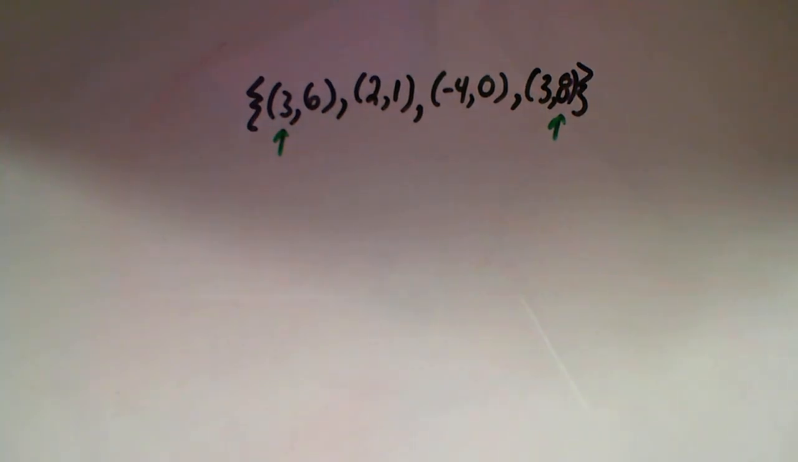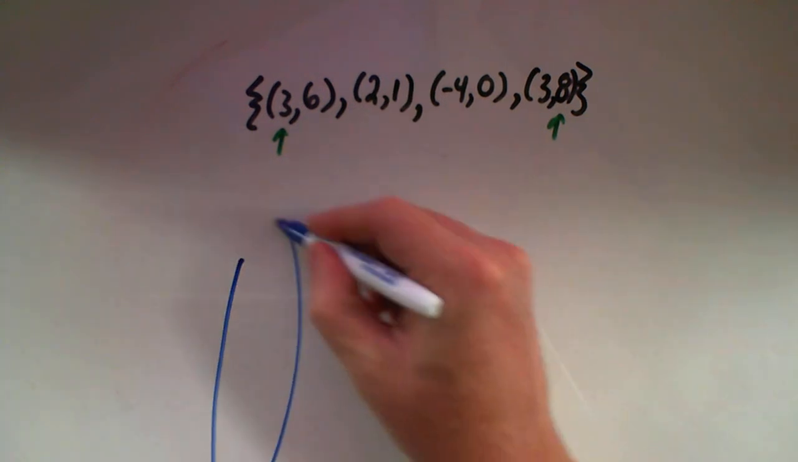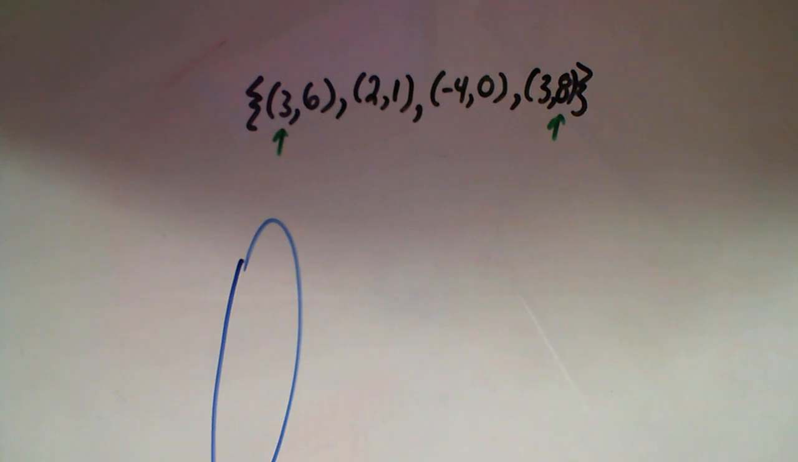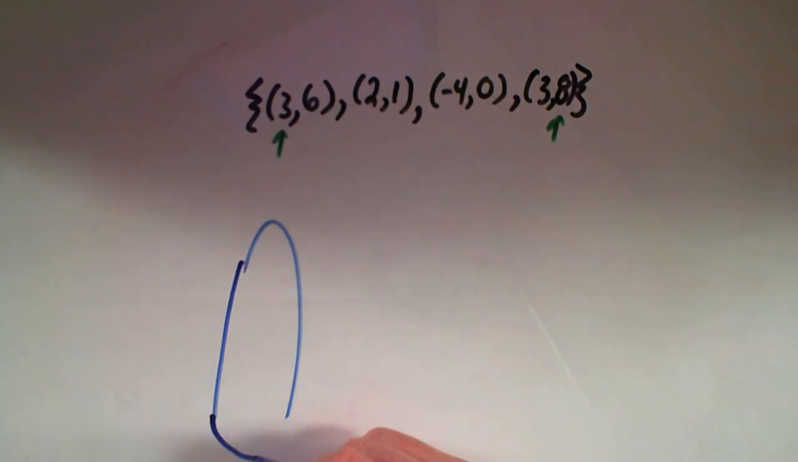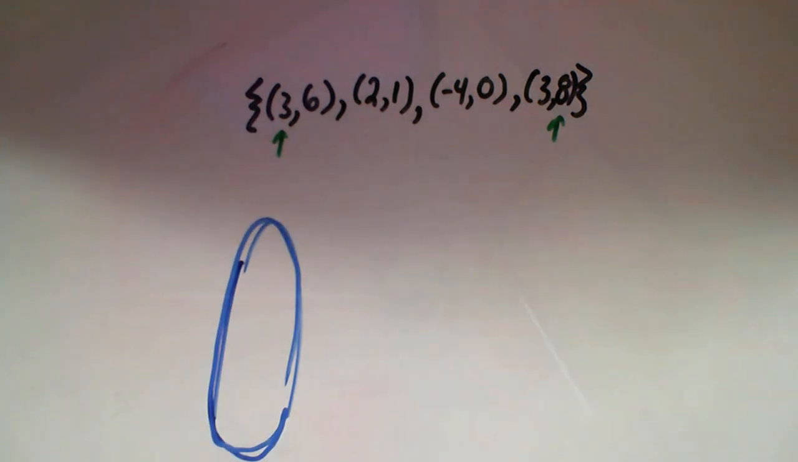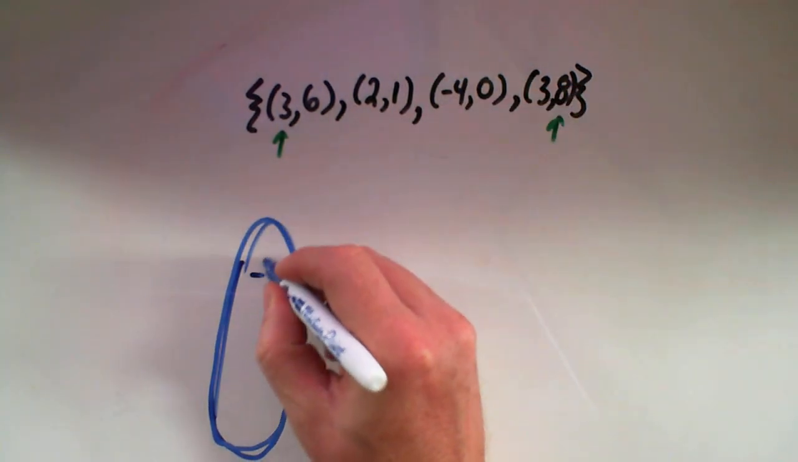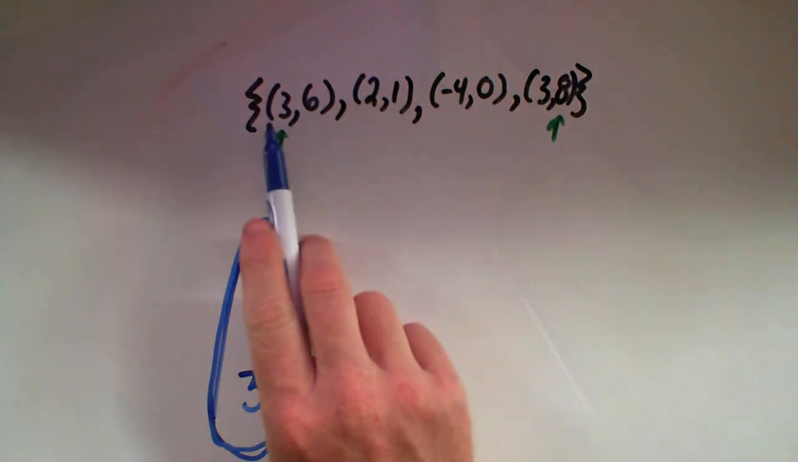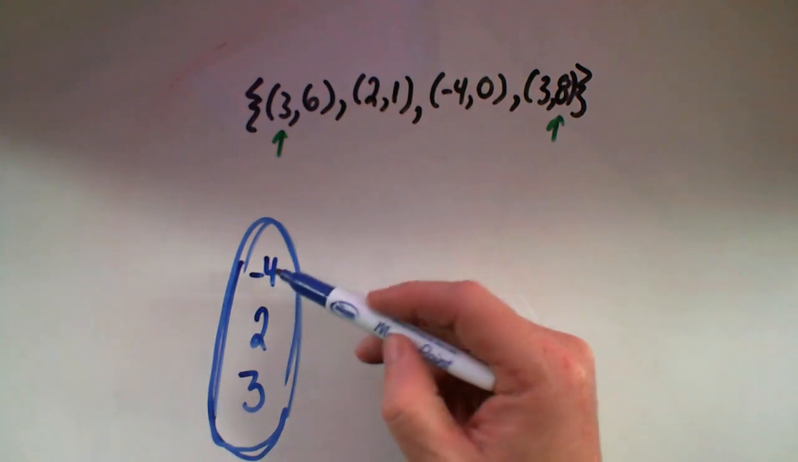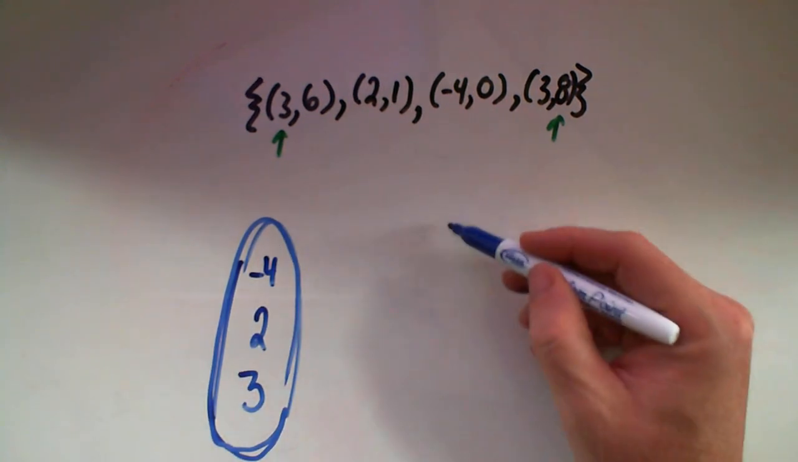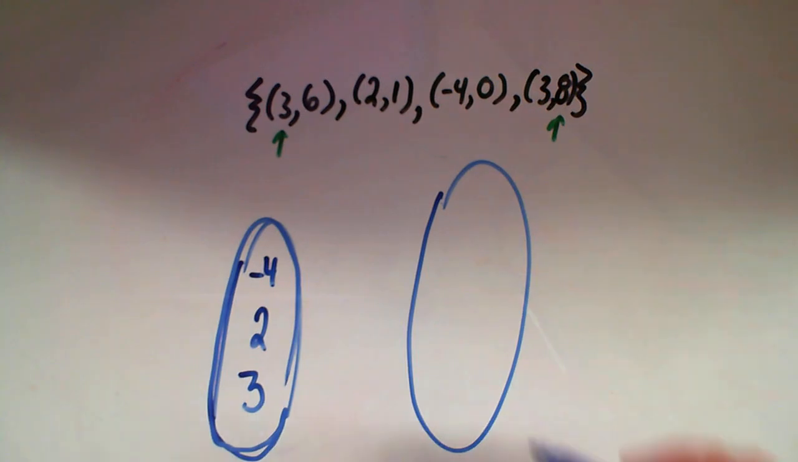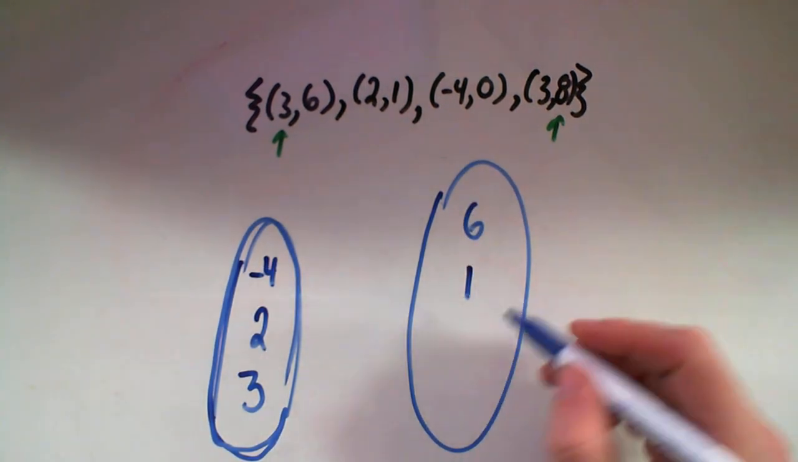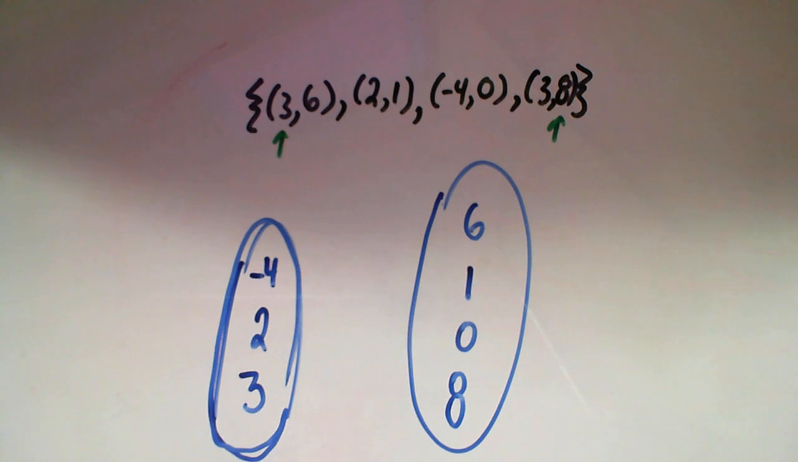If you wanted, you could make one of those function mappings like we saw in the other example yourself, and we say, all right, what are the different elements of my input? And we're going to learn in a couple minutes that that input set is called my domain. So we've got negative 4, 2, and 3. And notice, even though 3 shows up twice, I'm only going to write each element down a single time. Then in my output, I have a 6, a 1, a 0, and an 8.